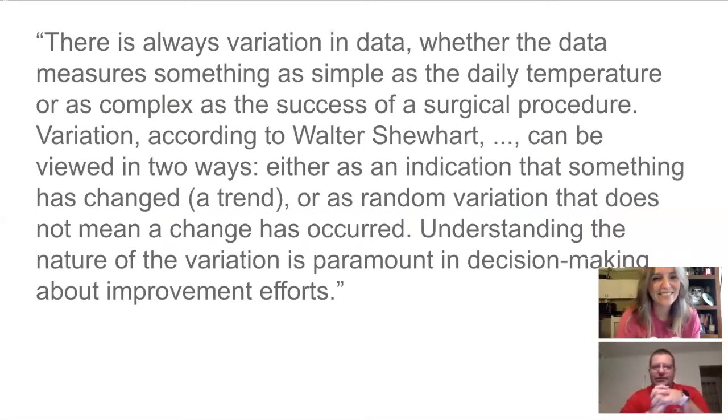Okay, there's always variation in data, whether the data measures something as simple as daily temperature or as complex as a successful surgical procedure. So like today it was hot and then it started raining, so I'm sure the temperature plummeted. So things happen that change it, okay? That's what that's saying. There are always changes that are perhaps unpredictable, but sometimes they are predictable. Anyway, variation, according to Walter Shewhart, can be viewed in two ways: either as an indication that something has changed, or as a random variation that does not mean a change has occurred. So understanding the nature of the variation is what we're after. That's paramount in decision-making and improvement efforts.